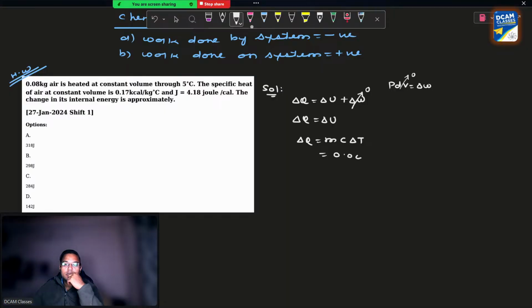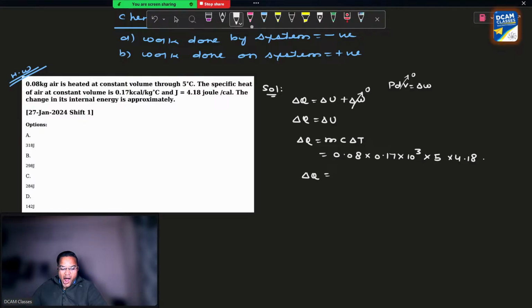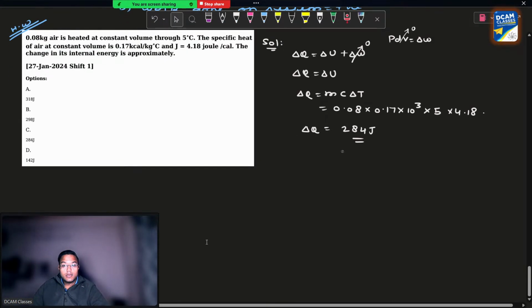It's 0.08 into 0.17 kilocalorie, 10 power 3, 5. But you have to multiply calorie, na? With the calorie to joule conversion, 4.18, you have to multiply for calorie to joule. And you'll get this answer, 284 joule. Easy question.